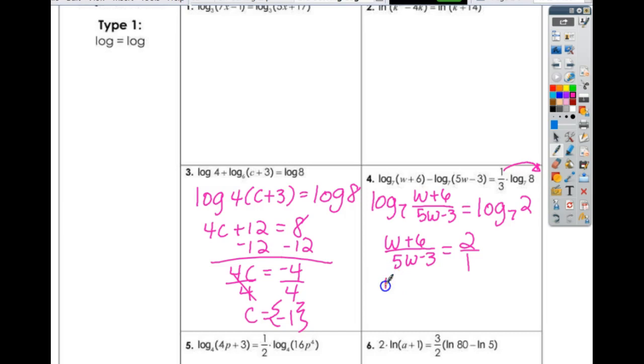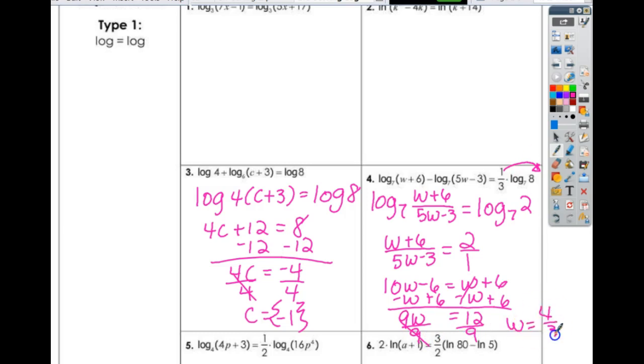So when I do that, I get 10w minus 6 is w plus 6. So what's next? So w is 4/3.